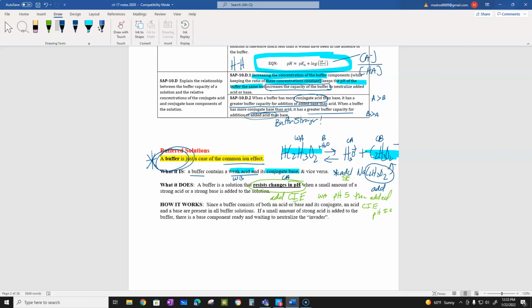And how does it work? Well, since a buffer contains both an acid and a base, plus its conjugate, an acid and base are present in all buffer solutions. So if a small amount of strong acid is added to the buffer, there is a base component ready and willing to neutralize this invader. Okay? So if you try to add a strong acid to it, like HCl, you're going to have what's called a base counterpart that's going to neutralize this, so then it doesn't change that pH.